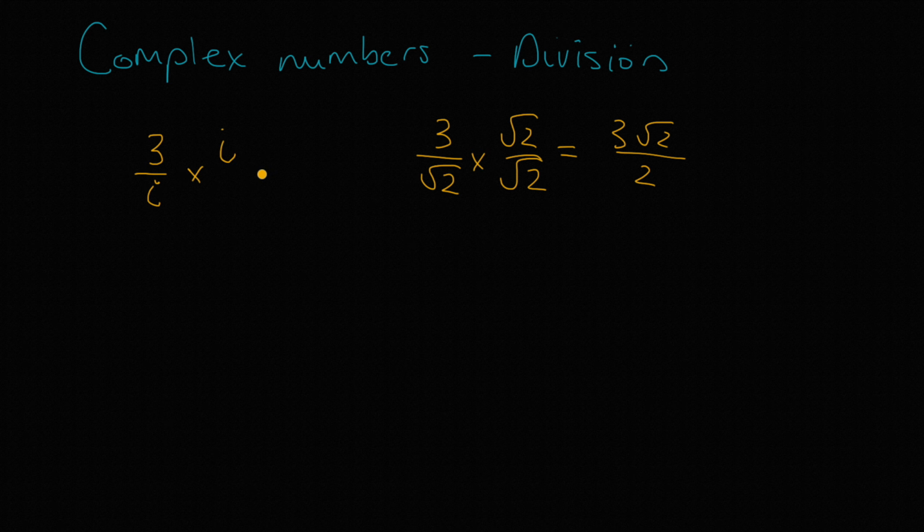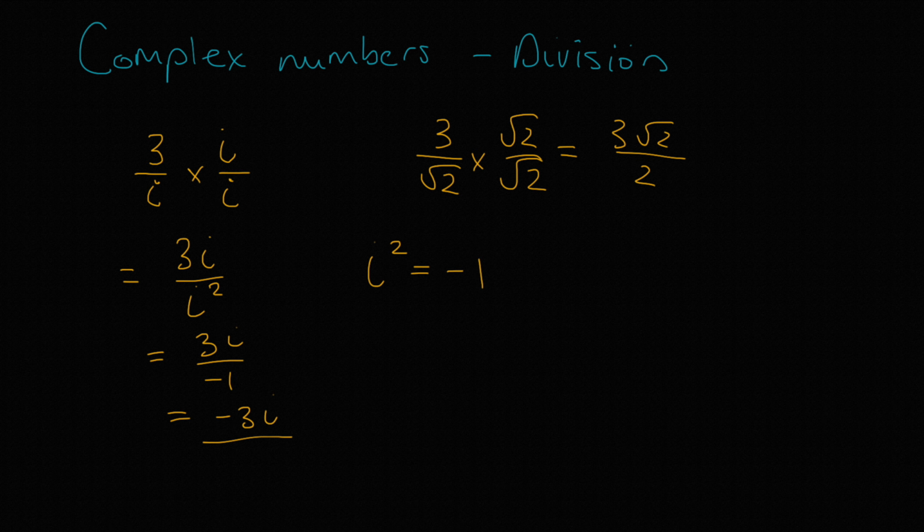We do that by multiplying the numerator and denominator by i. If we do this, the top part will be 3i, and the bottom will be i squared. 3 times i, and i times i is i squared. And remember again, i squared is always equal to minus 1. So it will be 3 divided by minus 1, or just minus 3i.